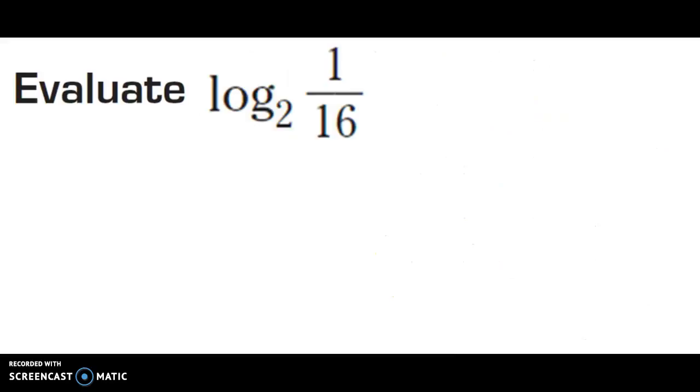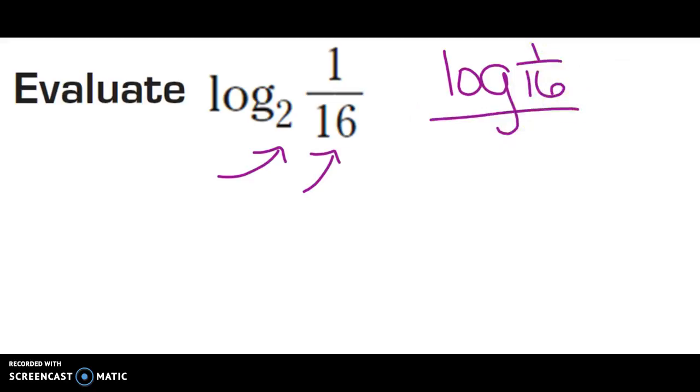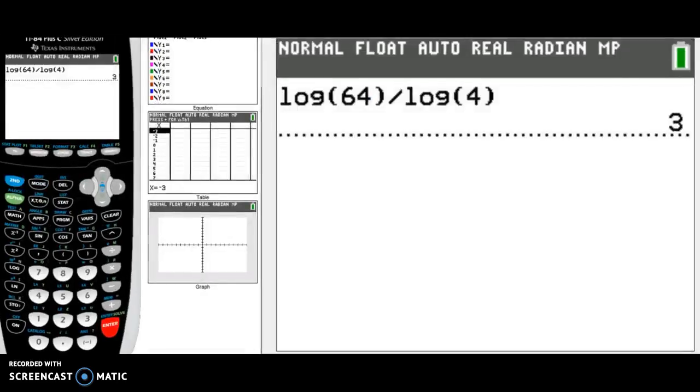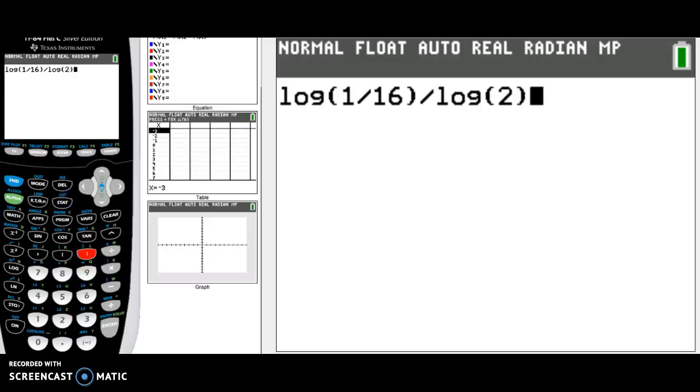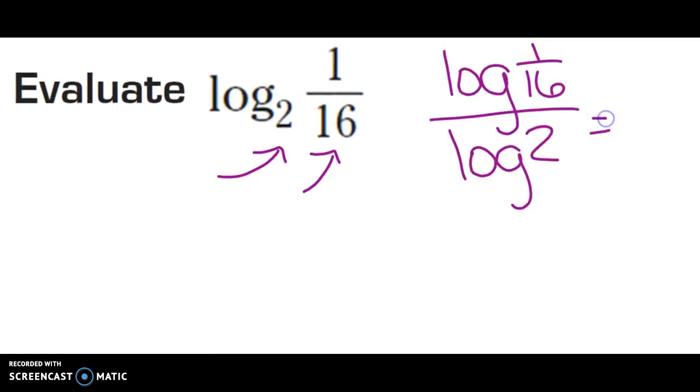All right, let's try another one. Let's say you've got the log base 2 of 1 over 16. You're going to write the log of 1 over 16 over the log of 2. Let's go into our calculator. I'm going to clear that out. Log of 1 divided by 16, and then divided by the log of 2. I do believe we're going to get negative 4. There we go, we get negative 4. So that answer is negative 4.